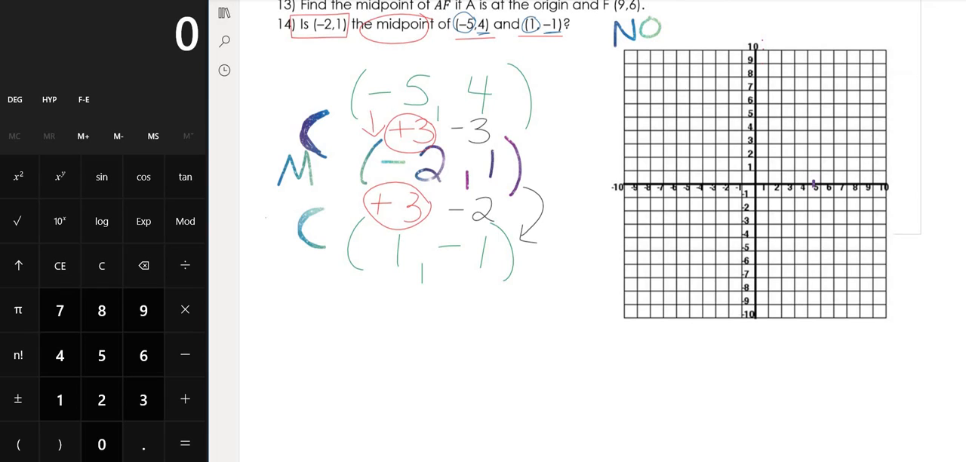These are not the same, and a midpoint should be equidistant on both sides. So that's another way that you can check to make sure whether or not something's a midpoint. If it's not the same on both sides, it doesn't work. Okay, let's move on.